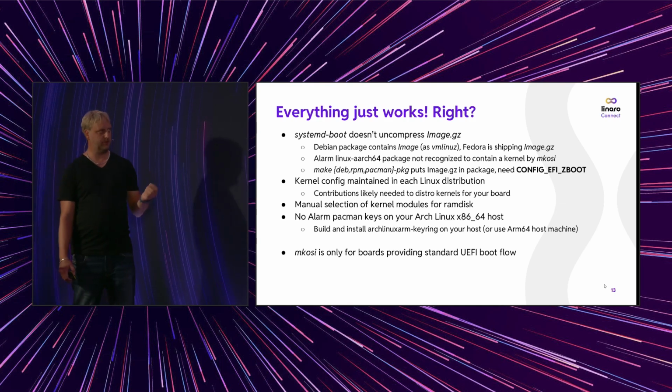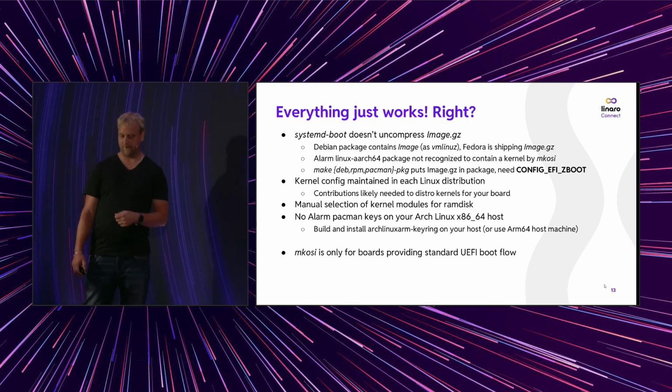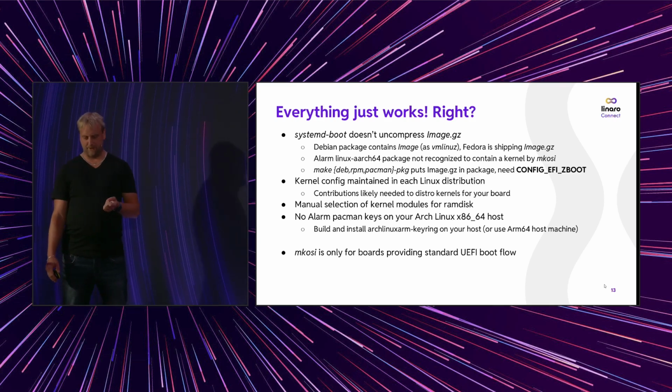Well, systemd-boot doesn't uncompress Image.gz files. Debian has solved this: in the package generation step, they actually package the vmlinux file and claim that that is the image file. So you can see it from the outside, but there it just magically works. Fedora is shipping the compressed image, so you can't actually boot Fedora with the upstream package or with the Fedora kernel package without unpacking that.